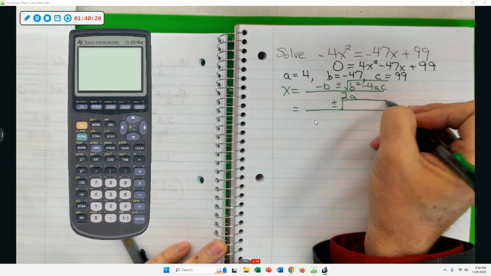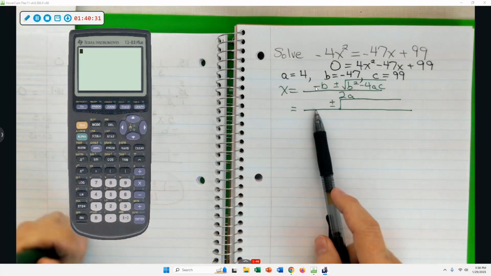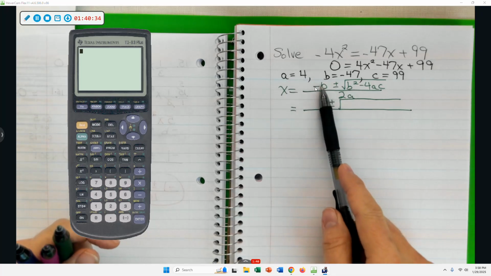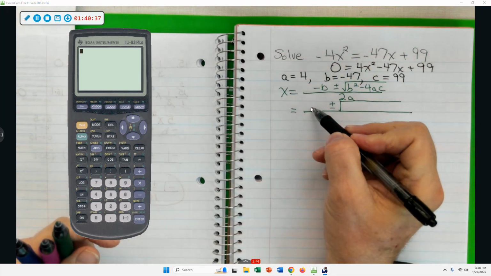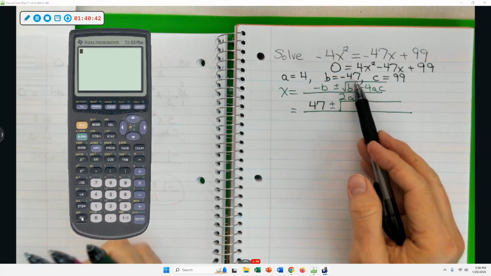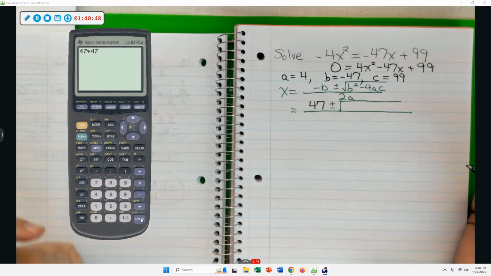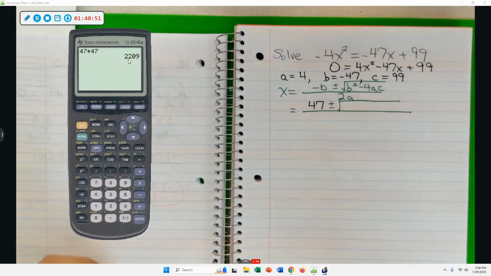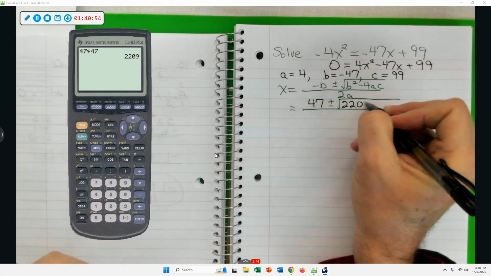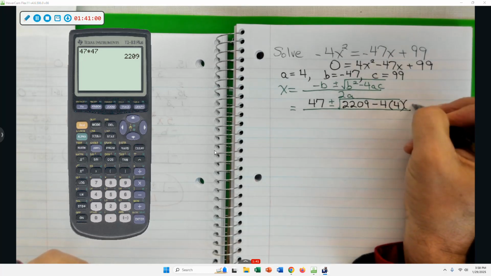And if you're trying to solve an equation by factoring and you're stuck, maybe you'll want to resort to the quadratic formula. Negative b, the opposite of b. What am I going to write right here? 47. B squared. It's negative 47 times negative 47. Negative times negative, I can do that in my head. I know that's positive. But what's 47 times 47? 2209. 2209 minus 4 times a times c.